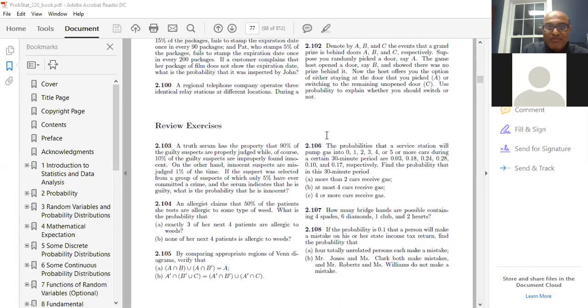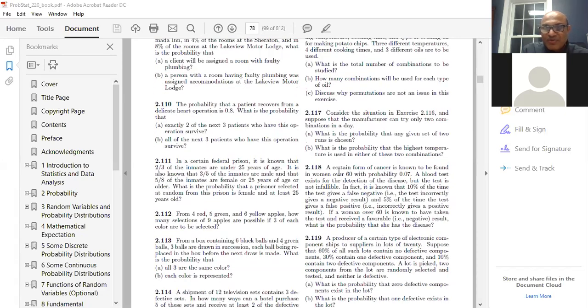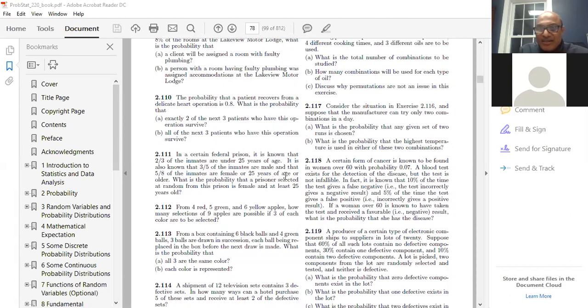And I would like to go for review exercise. Very nice example, 2.118. Read the example. A certain form of cancer is known. You can add example number 2.100 also. That's also Bayes' rule. 100, 101, all are Bayes' rule. Anyway, let me go for this example, and then after we will go for the last one.